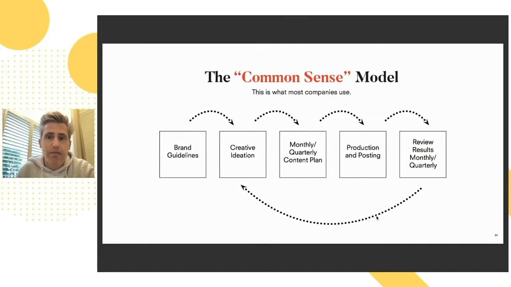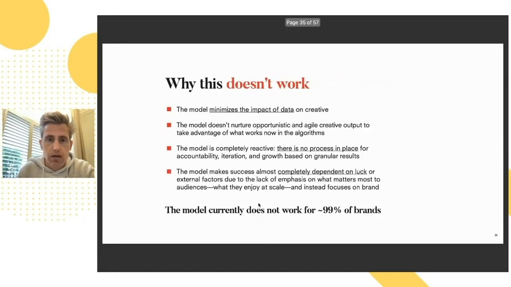So this is the common sense model. This is what most people, most companies are using to create their content. They're starting with their brand guidelines, so what their brand represents, and then they go to creative ideation. And then they go to monthly and quarterly content plans. Then they go into production and posting. Then they review the results on a monthly or quarterly basis, and then go back to creative ideation.